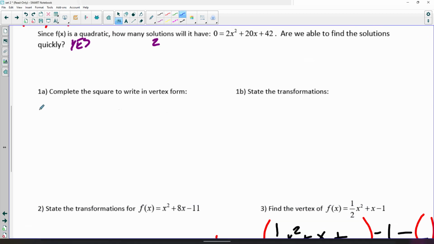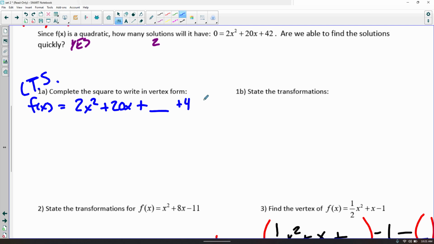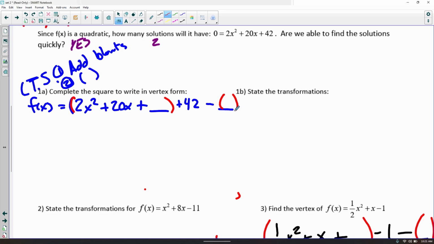All right, step 1 of completing the square from CTS is add what? Add blanks. Add parentheses. So here I'm going to add my parentheses around this one right here, and this one right here, and this one, and this one. Those parentheses need to be matched.